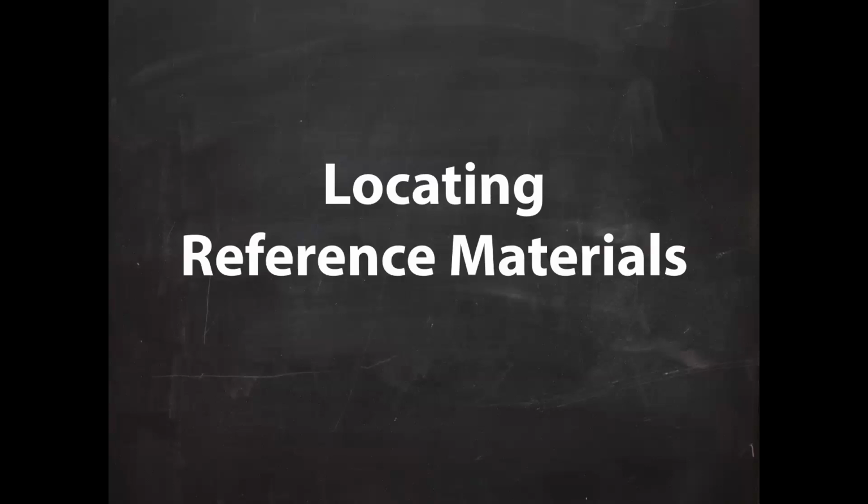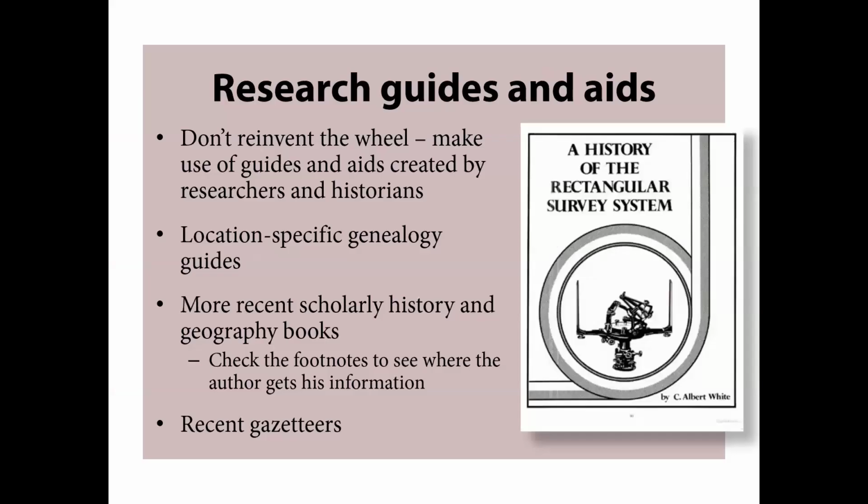Locating reference materials. Research guides and aids are a definitive must. In some cases, you can download it as a PDF on your computer or purchase the book or even find one at a local genealogical library or public library near you, so you don't need to buy a copy. Don't reinvent the wheel and make yourself stressed. You really can use these guides and aids created by researchers and historians from the region to better travel the roads of the records you're looking for.